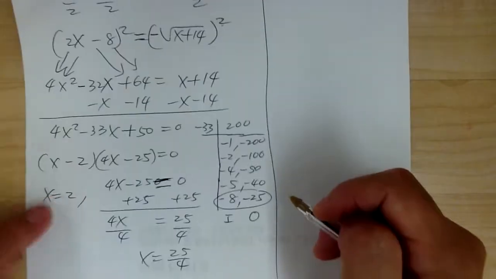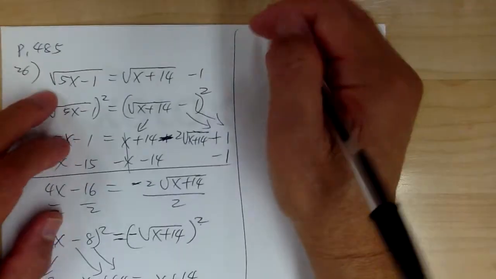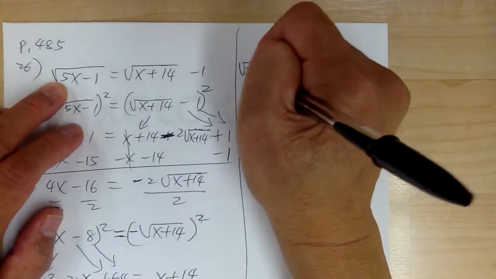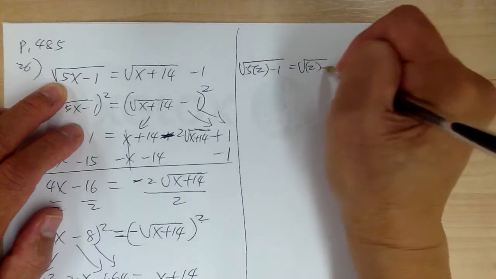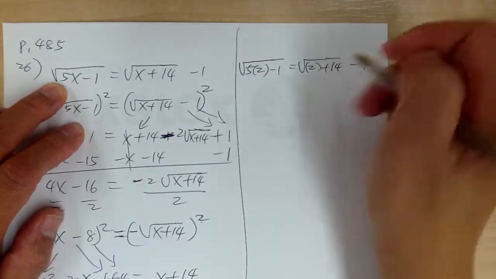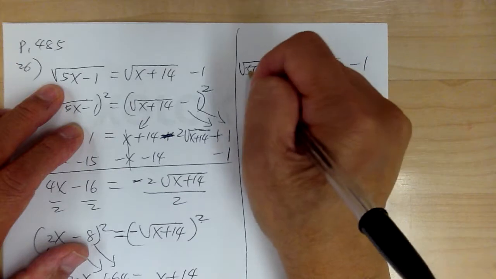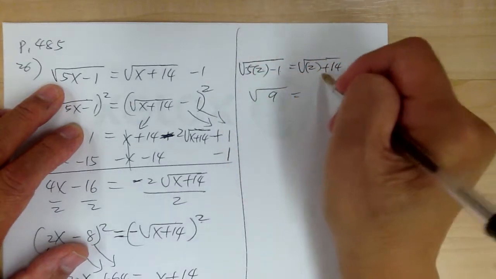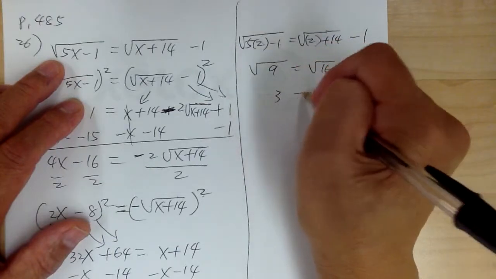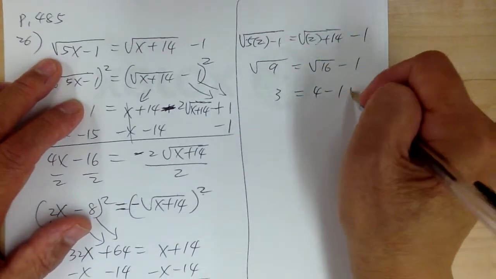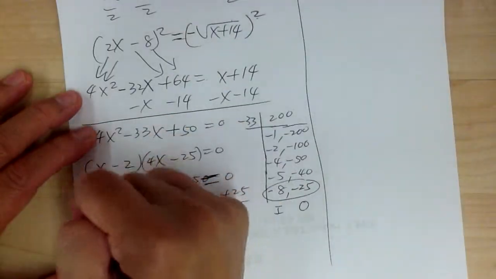Okay, I'm going to check the 2 first. So square root of 5 times 2 minus 1 equal to square root of 2 plus 14 minus 1. So this one, 5 times 2 is 10, minus 1 is 9. 2 plus 14 is 16. So I get 3 equal to 4 minus 1. So this one checks. So this one is good.